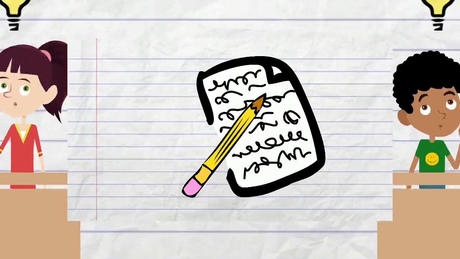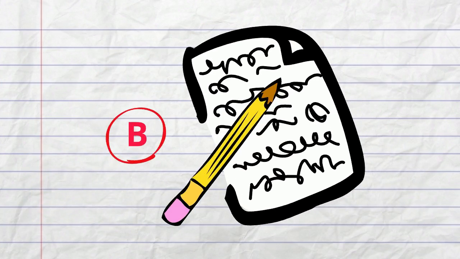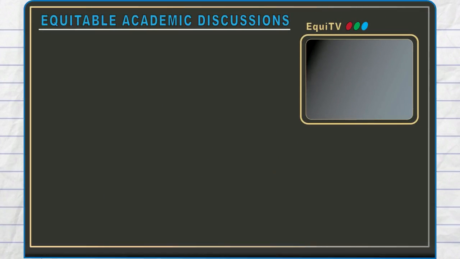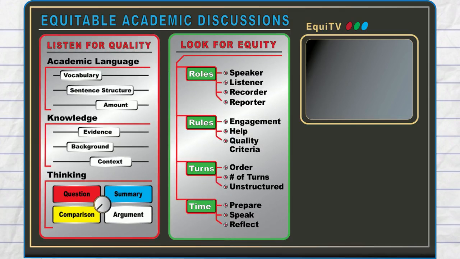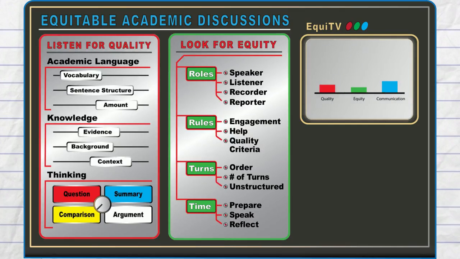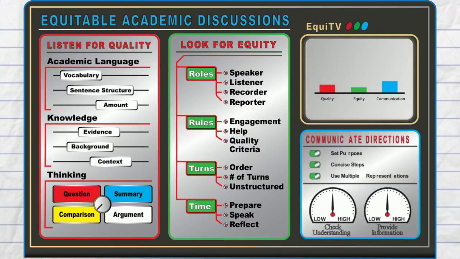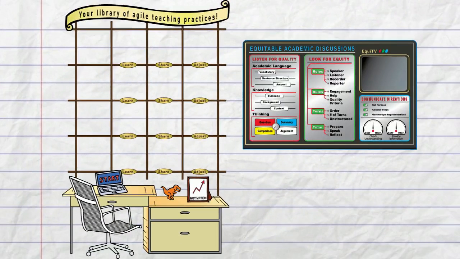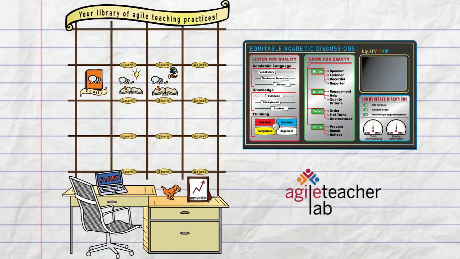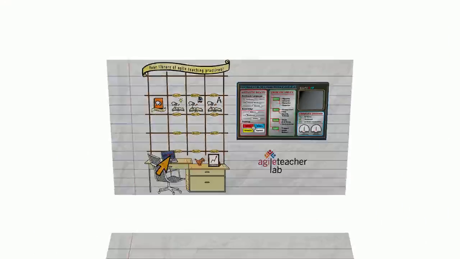In addition, you may find the quality of student written responses also increases. With so many benefits for students, it is time for our teachers to listen for high-quality responses, look for equitable participation, determine the elements to adjust, and then communicate effective directions. Make equitable academic discussions a part of your daily lessons by building your library of agile teaching practices.